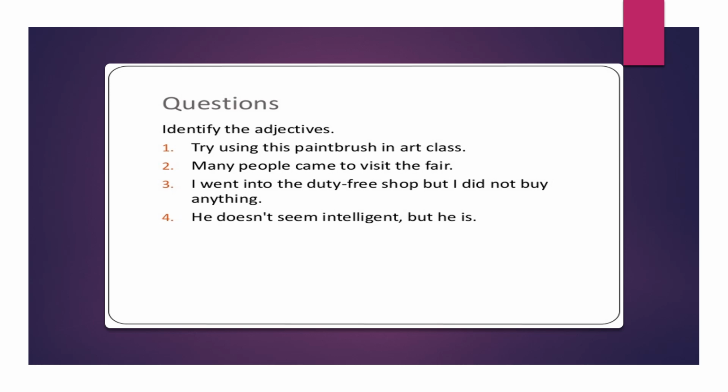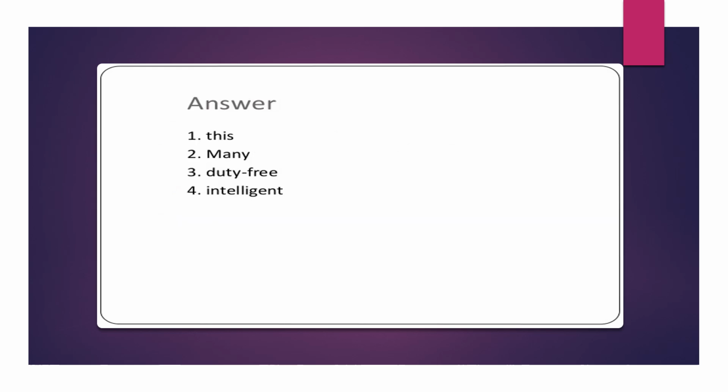Again, he doesn't seem intelligent, but he is. Intelligent is again a positive degree. So that's a normal kind of positive degree word. These are the answers to the questions: this, many, duty-free and intelligent, as we've already discussed.